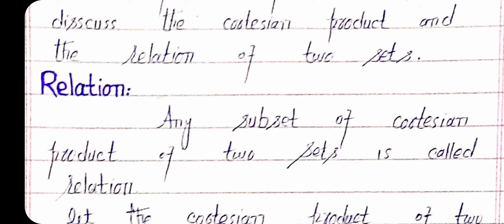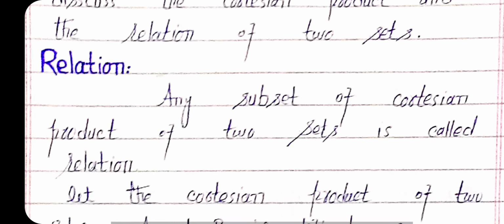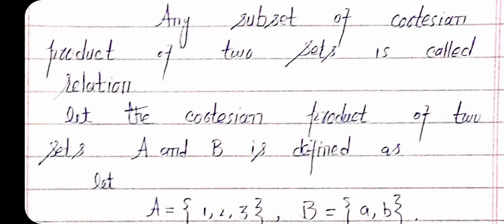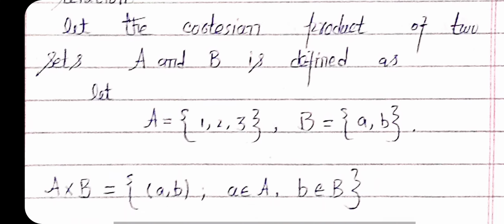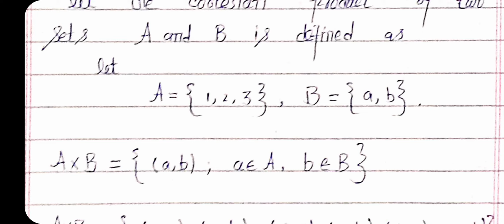Now, any subset of the Cartesian product is called a relation. We are going to discuss relations. Let the Cartesian product of two sets A and B be defined as follows. Here we take two sets. The first one is A, consisting of three elements 1, 2 and 3, and the second one is B, consisting of two elements a and b. The Cartesian product of these two sets consists of the set of all ordered pairs (a, b) where a belongs to the set A and b belongs to the set B.